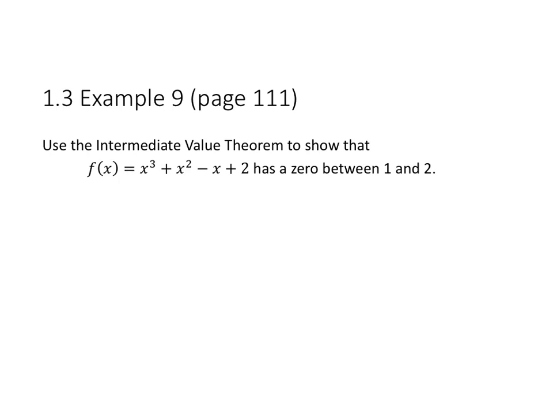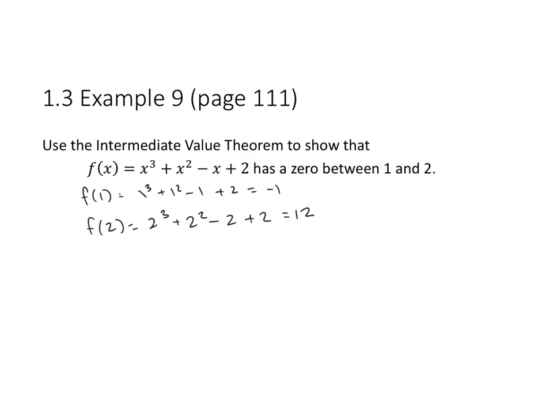All right, so we know that this is continuous. We have no restrictions on our domain. So we just need to make sure that f of 1 and f of 2 are going to be different numbers. So f of 1 is going to be 1 cubed plus 1 squared minus 1 plus 2. So let's see, that's 2 minus 1 plus 2, negative 1. And f of 2 is going to be 2 cubed plus 2 squared minus 2 plus 2. Let's see, 8 plus 4 is 12.